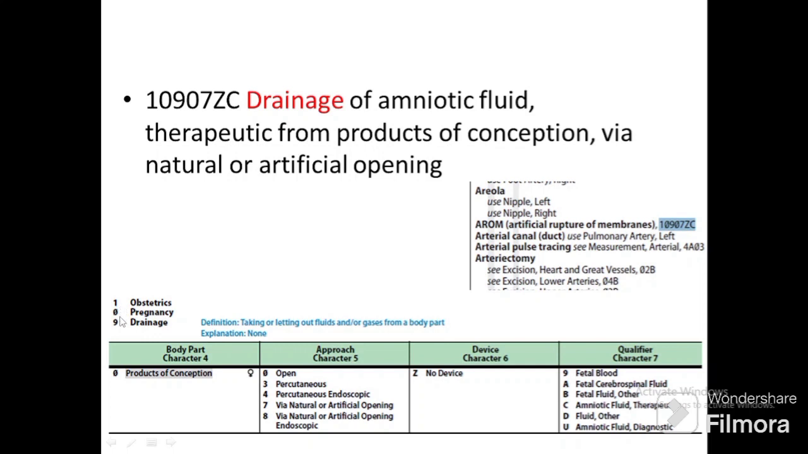See, 109. See here the root operation here is drainage. You should always check the root operation here. See, drainage. So products of conception via natural or artificial opening, and no device, and amniotic fluid. Therapeutic. It does not come under diagnostic. So amniotic fluid, therapeutic. So this word is important to remember. Artificial rupture of membranes.